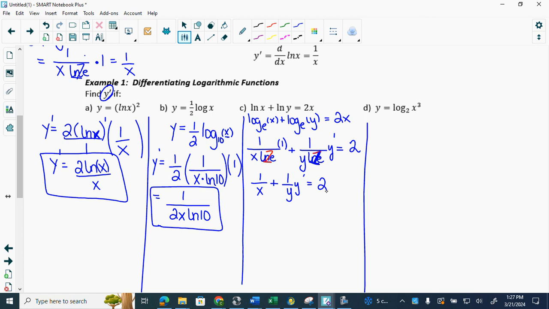So how do I get y prime by itself? Subtract the 1 over x.